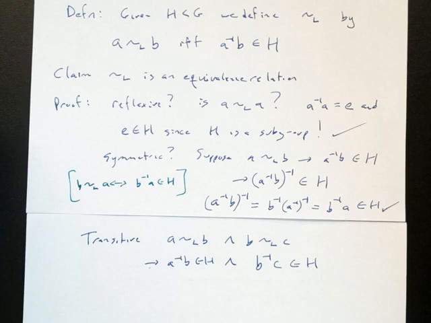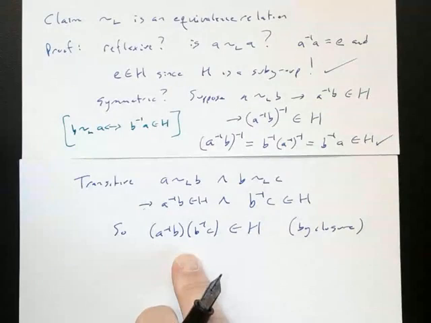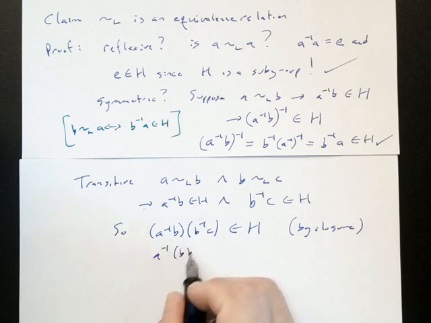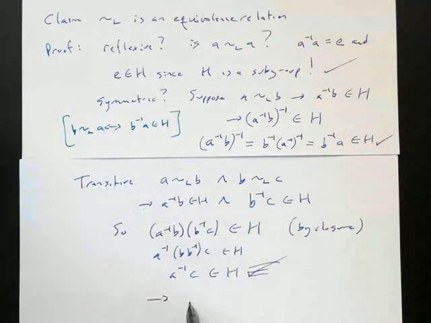H is a subgroup. Subgroups are closed. If I take two things that I know are in H and I multiply them together, the result is still in H. Hey, wait a minute. What do you do here? You switch them to parentheses. I regroup. And then the B and the B inverse, poof. We're transitive. Therefore, A is left related to C, which is what I wanted.